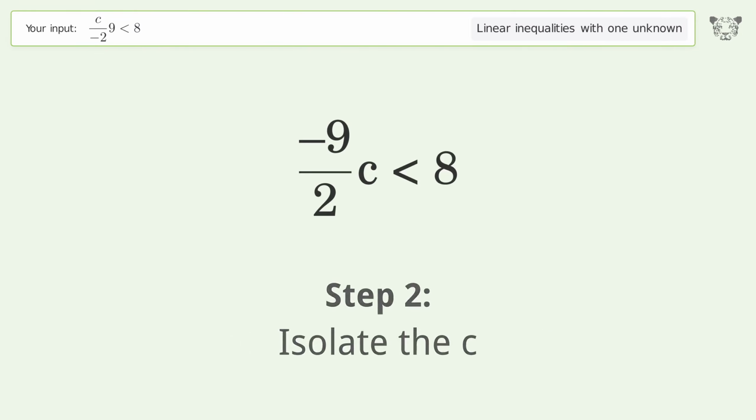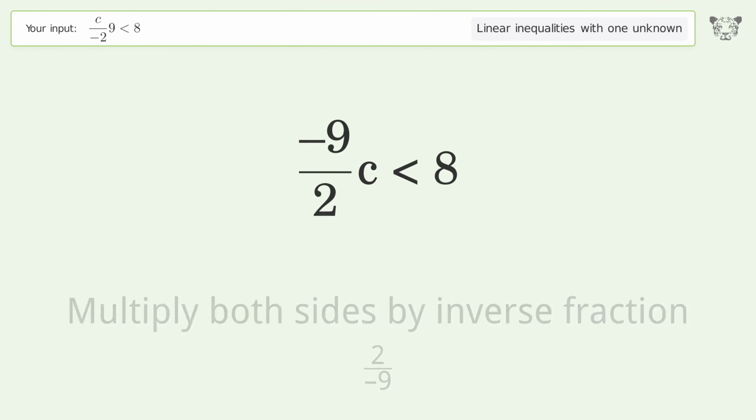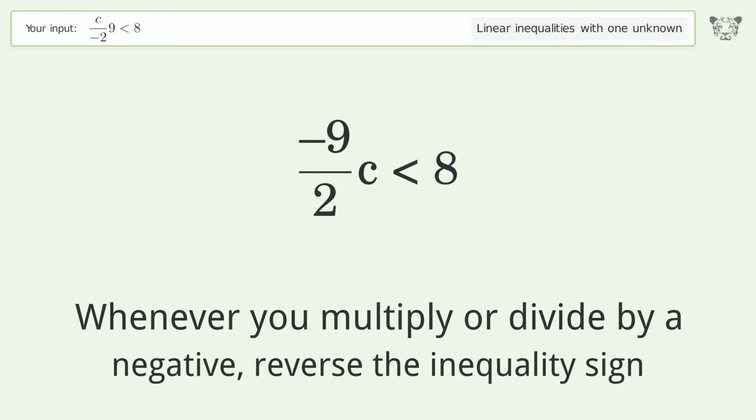Isolate the c. Multiply both sides by inverse fraction 2/9. Whenever you multiply or divide by a negative, reverse the inequality sign.